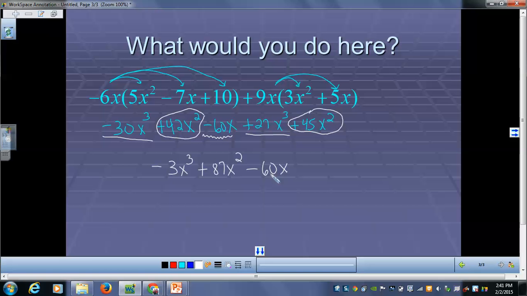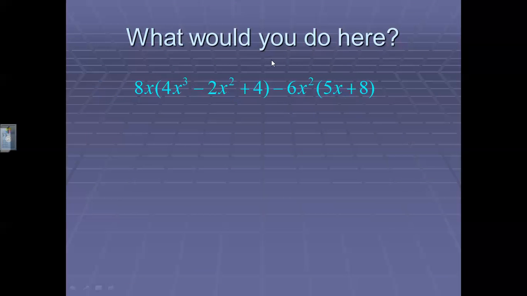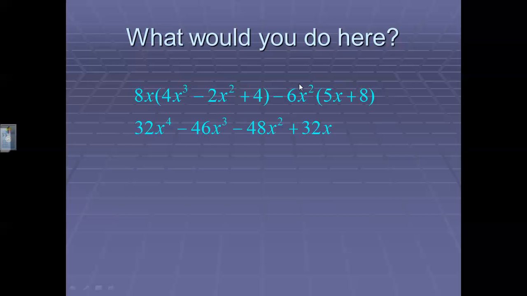So what I'd like you to do once again is go ahead and pause the video. Attempt this problem on your own, and then let's check your answer and see how you do. Okay, so here's the answer that you should have come up with. 32x to the 4th minus 46x cubed minus 48x squared plus 32x. So hopefully you're doing well with this.